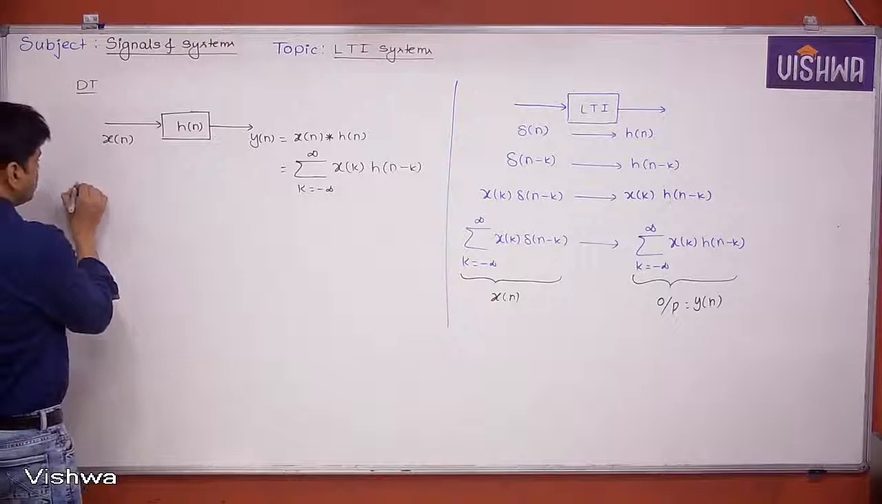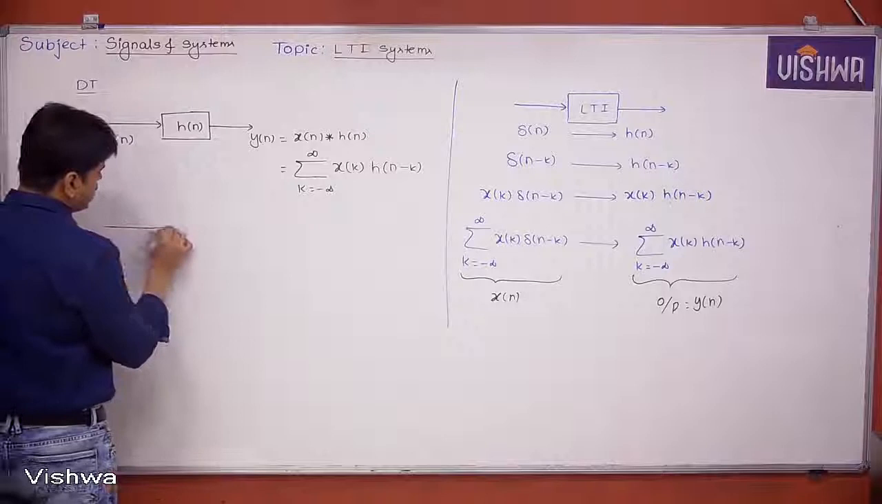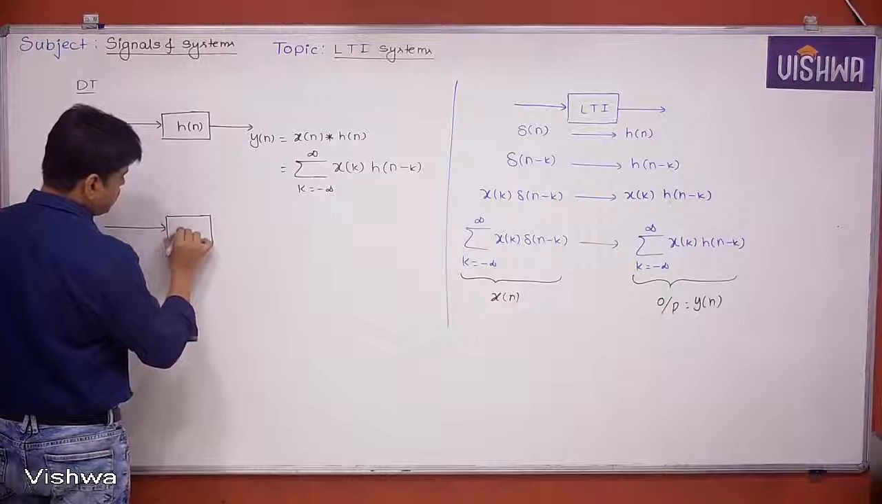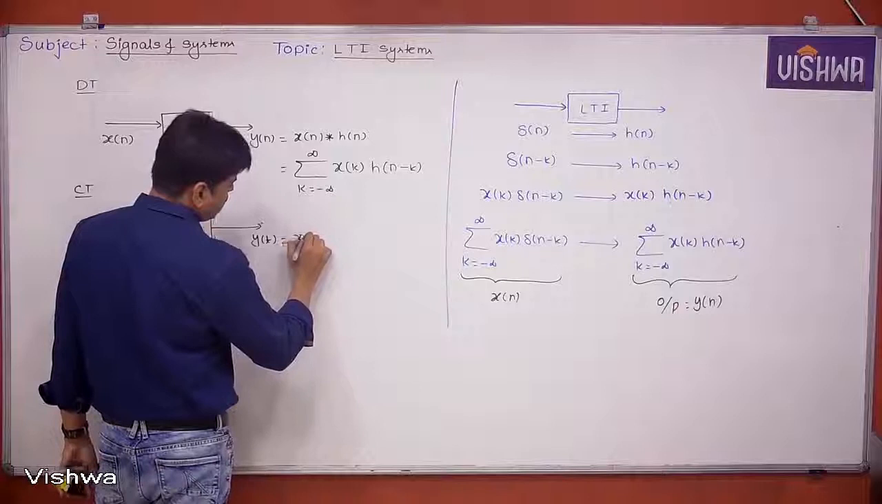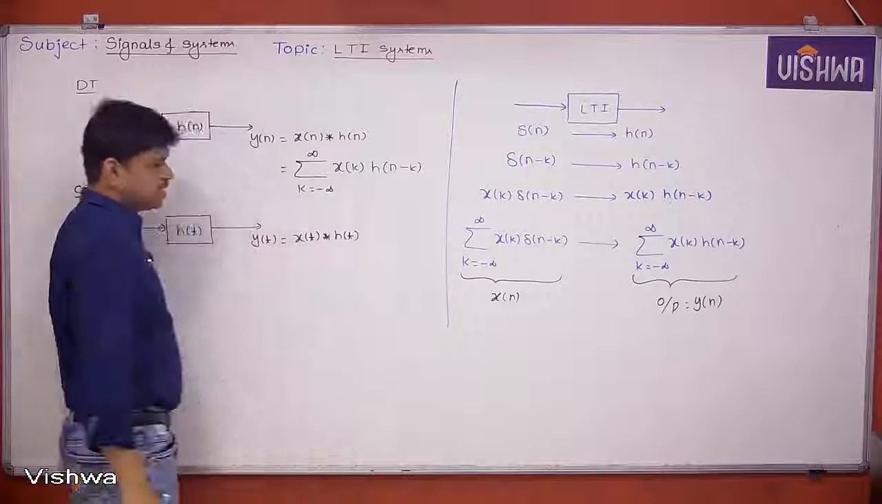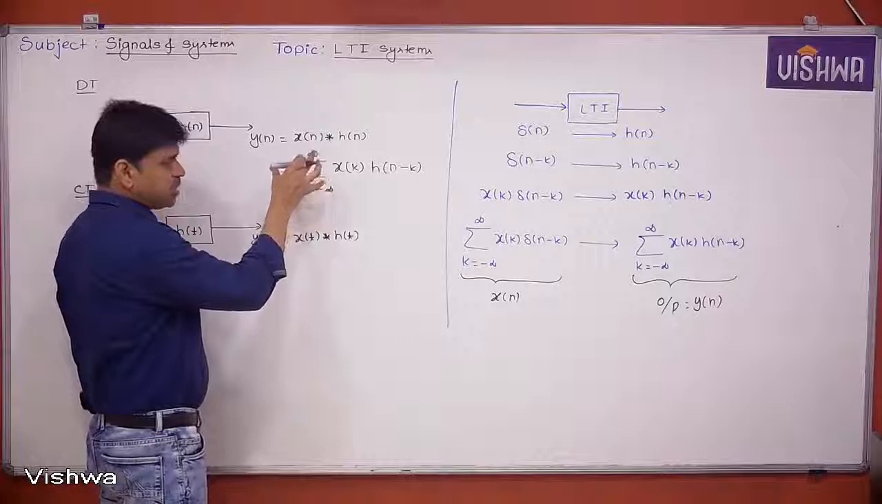In the continuous time case, let's see. Suppose the impulse response is h of t, the input is x of t, and the output is y of t. What is the relation? It is nothing but x of t convolution with h of t. Now try to understand, we have to see the similarity between the discrete time case and the continuous time case.